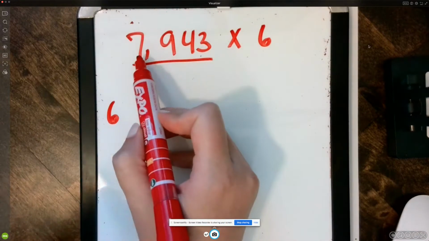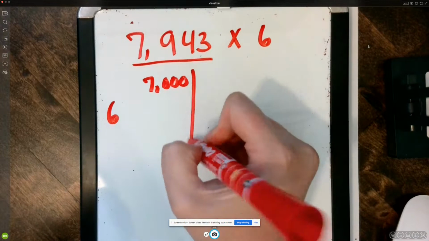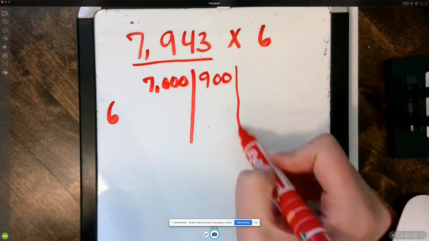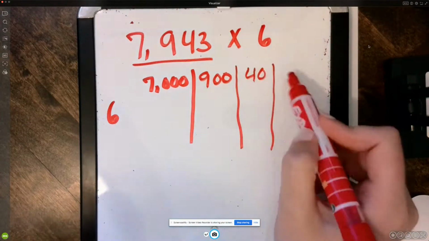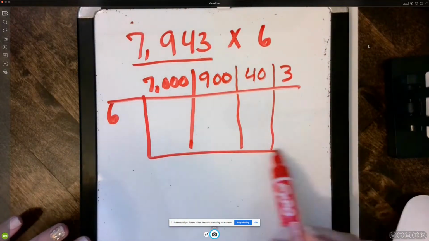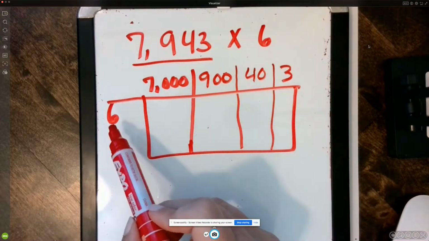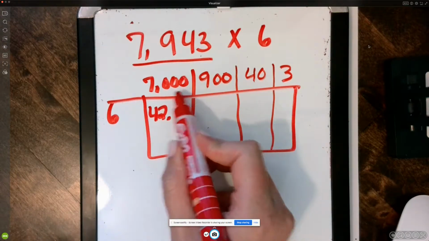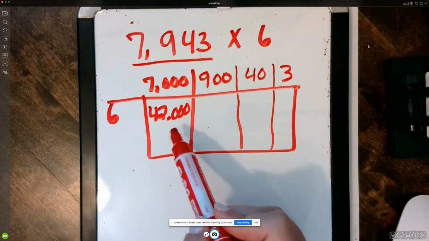7,943. There's 7 thousands. Okay, write that down. In my hundreds place, I have 9, so that's 900. I have 4 tens, that makes 40, and 3 ones. Finish drawing my box here. Okay, 6 times 7,000. 6 times 7 is 42, and there's 3 zeros. I'm working in the thousands place. So 6 times 7,000 is 42,000.